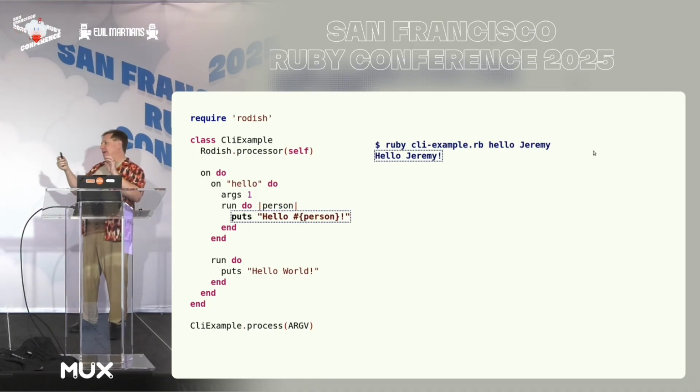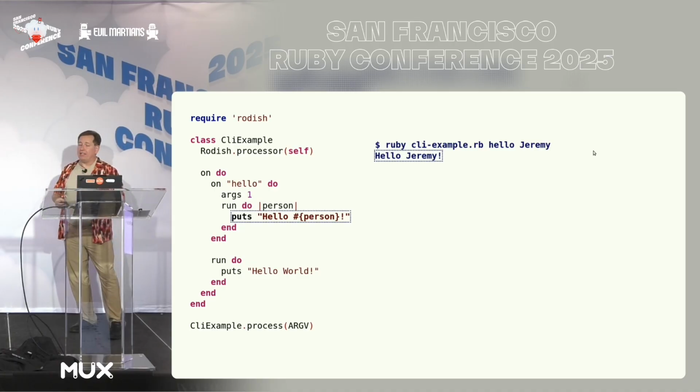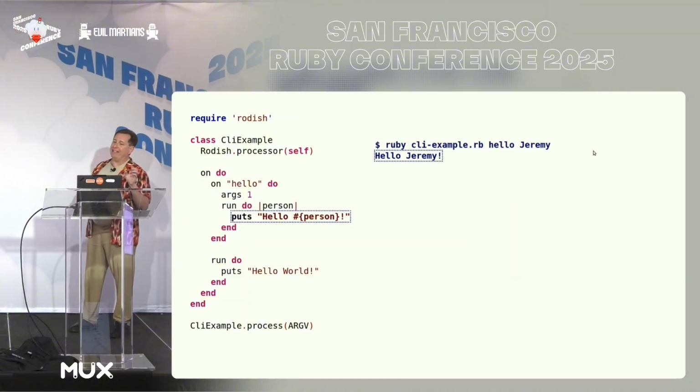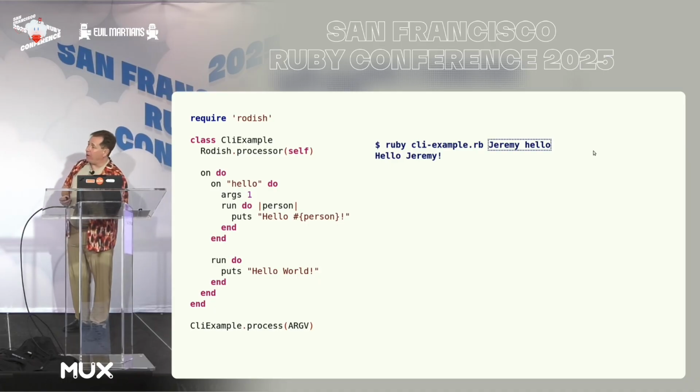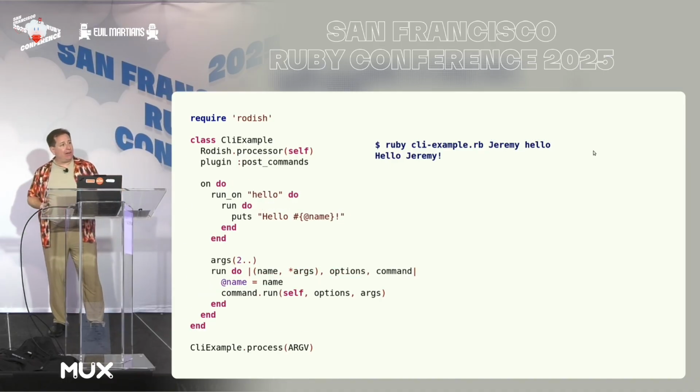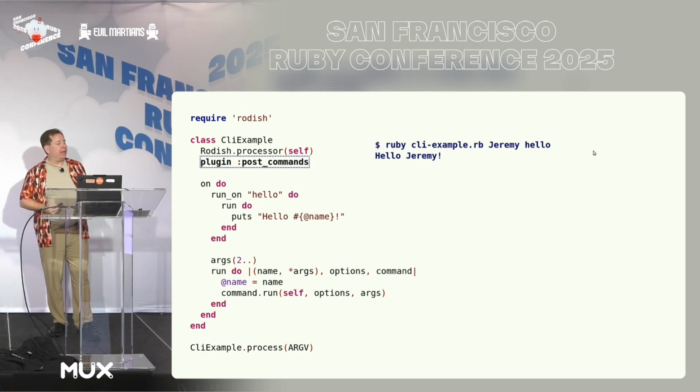And you can nest subcommands inside of commands with no limit on the depth of nesting. But this doesn't show the unique feature of Rodish, which is subcommands after command arguments. So let's change this to support an object-oriented style, where you pass the object to operate on, and then you pass the action to take on that object. And here's what that looks like.